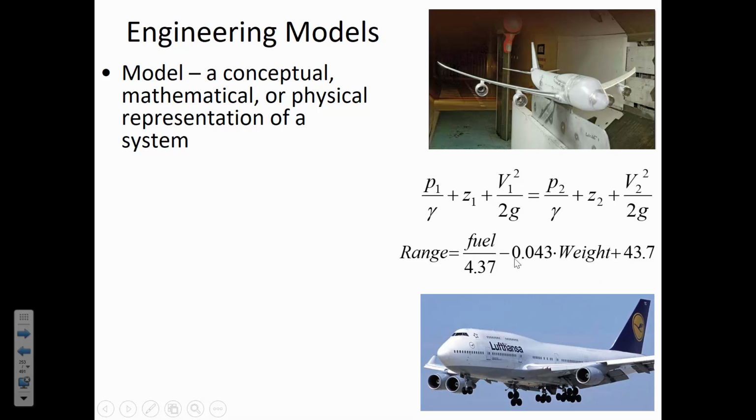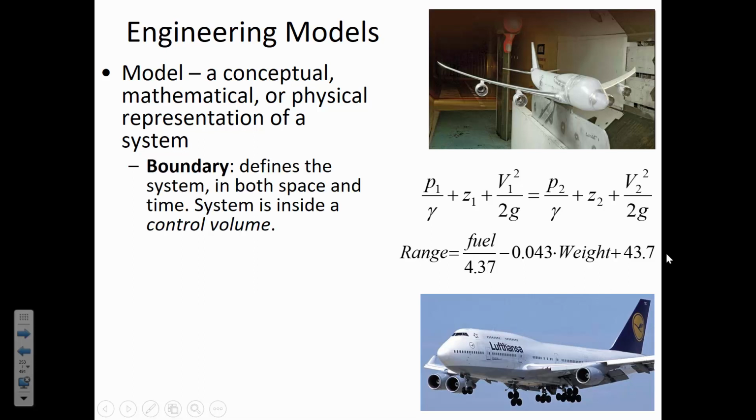And so the units of the terms on the right-hand side don't necessarily work out to be the same as the units on the left-hand side. It's not dimensionally homogeneous in many cases for an empirical model.